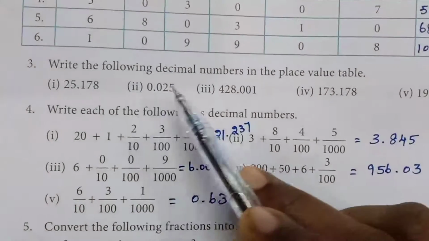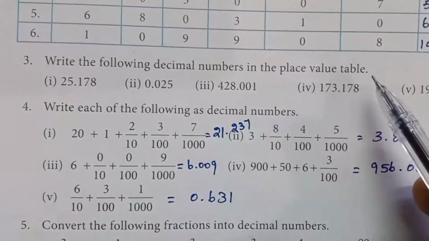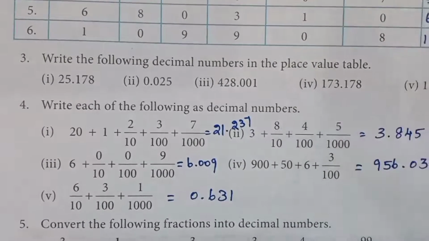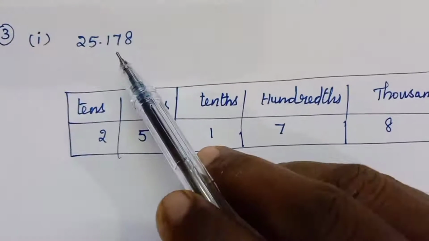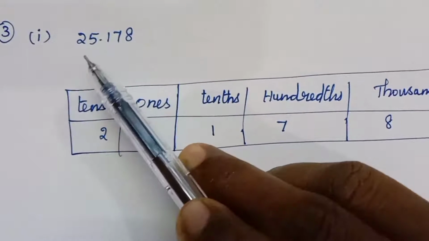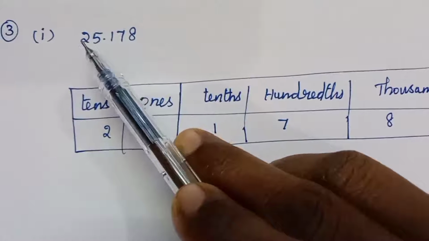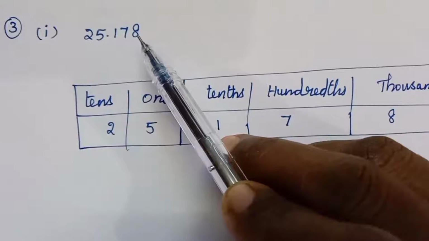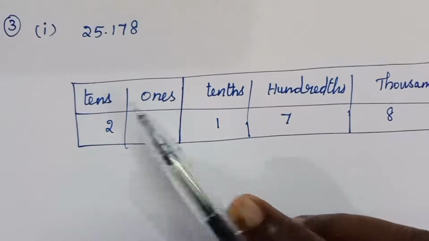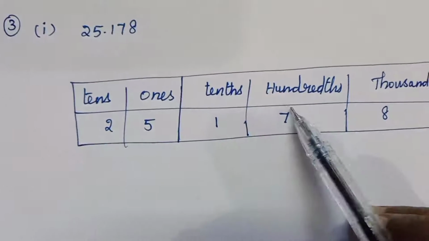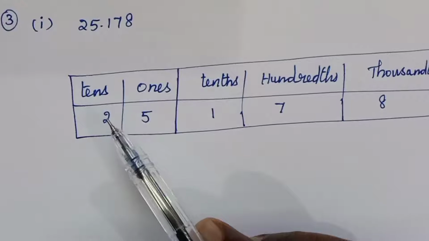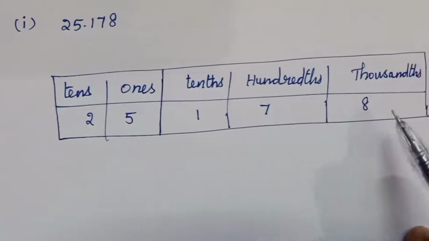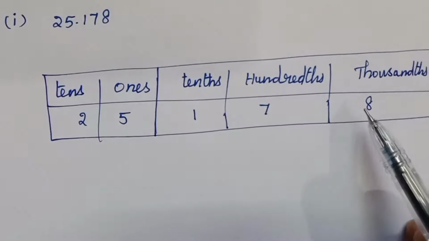Now third question: write the following decimal numbers in a place value table. It is the same as a place value grid. Listen, the third question, first problem: 25.178. In the integral part we have two places, that is ones, tens. In the decimal part tenths, hundredths, thousandths. So write the place values ones, tens, tenths, hundredths, thousandths. Take and write the related digits: 2 tens, 5 ones, 1 tenth, 7 hundredths and 8 thousandths. This is a place value table.